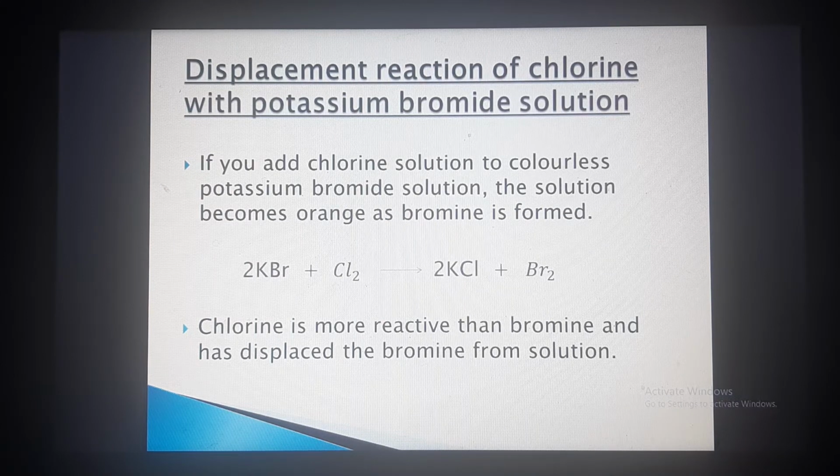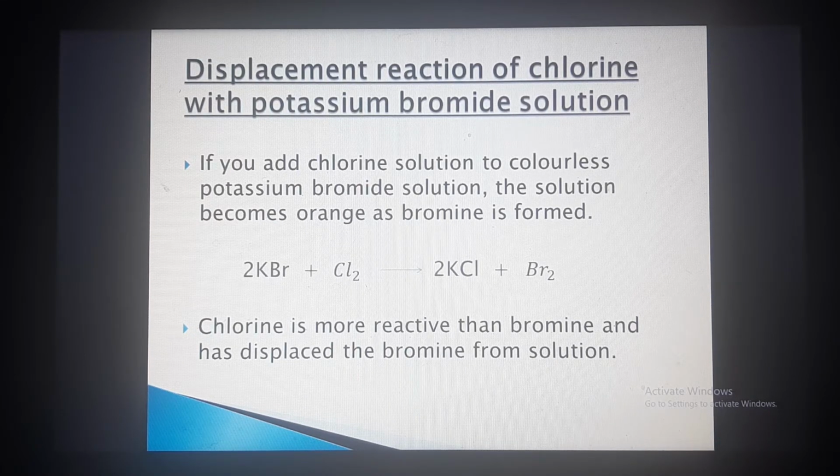First we are using the displacement reaction of chlorine with potassium bromide solution. So here we are using potassium bromide and chlorine. The halogen is chlorine, and this chlorine has to replace bromine from potassium bromide. Here we use chlorine as Cl2 because all the halogens are very reactive and single existence is not possible. They always form diatomic molecules. That means two atoms of the same halogen combine, so chlorine is in the form of Cl2.